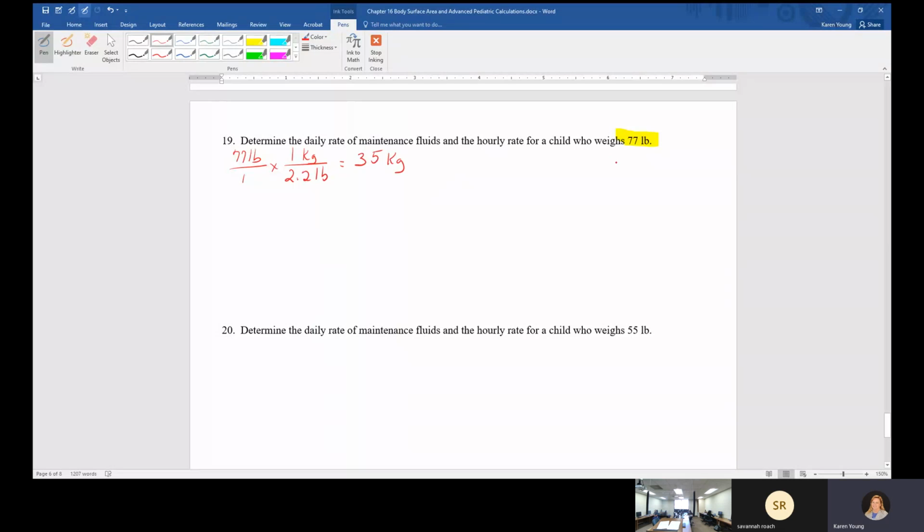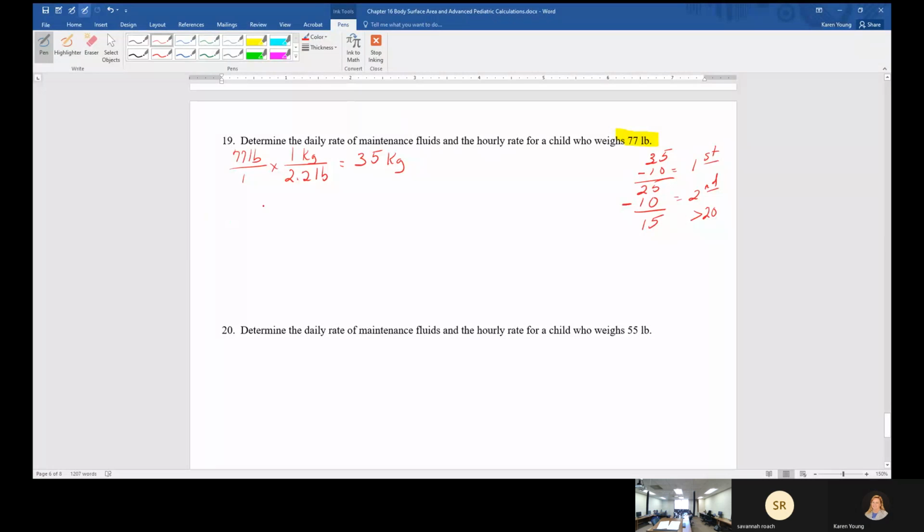I'm going to break this one down a little bit different. With the 35 kilograms, we're going to subtract 10 kilograms for the first 10. That leaves us with 25. So I can subtract a second 10. So that's for the second 10 kilograms. And then I have 15 kilograms left over. And this is for everything that's greater than 20. Okay.